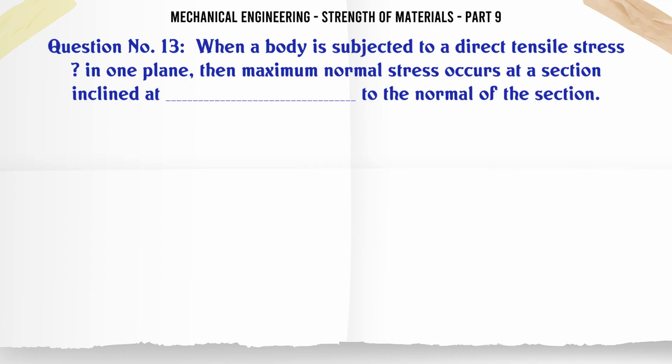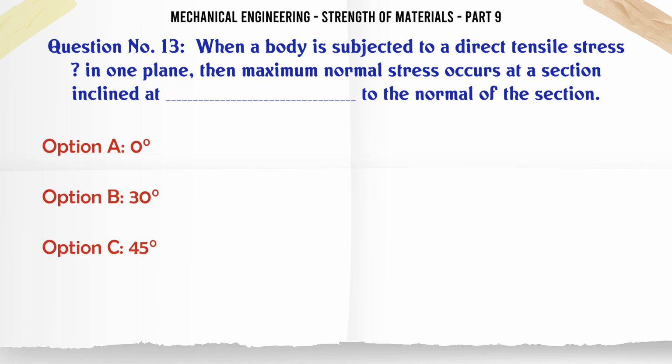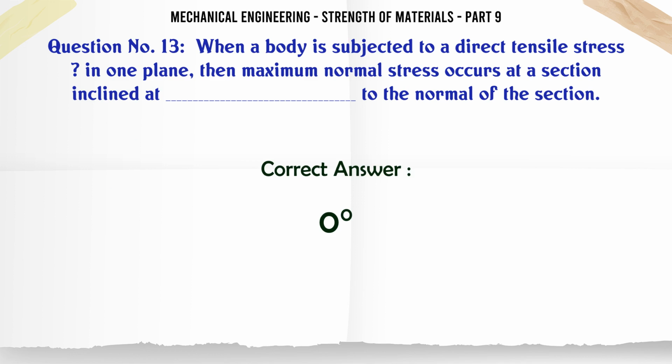When a body is subjected to a direct tensile stress in one plane, then maximum normal stress occurs at a section inclined at to the normal of the section. A. 0, B. 30, C. 45, D. 90. The correct answer is 0.